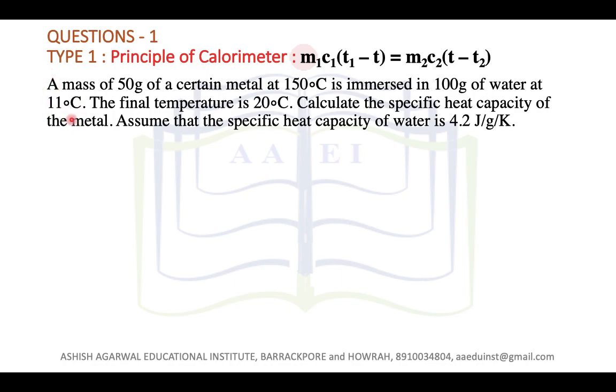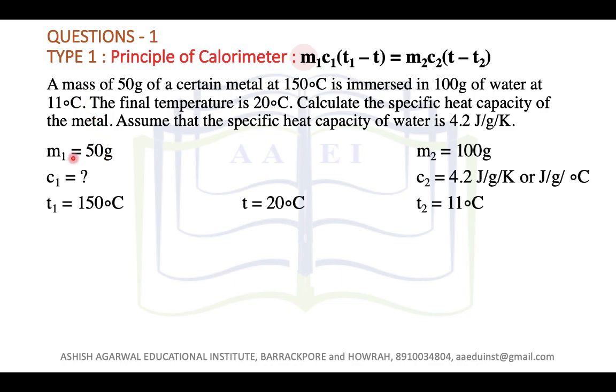So after reading the first line itself, you should be in a position to copy down the data. So what is the data? We have one substance. You need to understand which substance is at higher temperature, the 50 gram metal or the 100 gram water. The temperature of 50 gram metal is 150 degrees Celsius. That is why metal parameters we will take in the first part. So M1 is 50 gram, T1 150 degrees Celsius. We can see specific heat capacity of the metal is not given to us. So there's a question mark here.